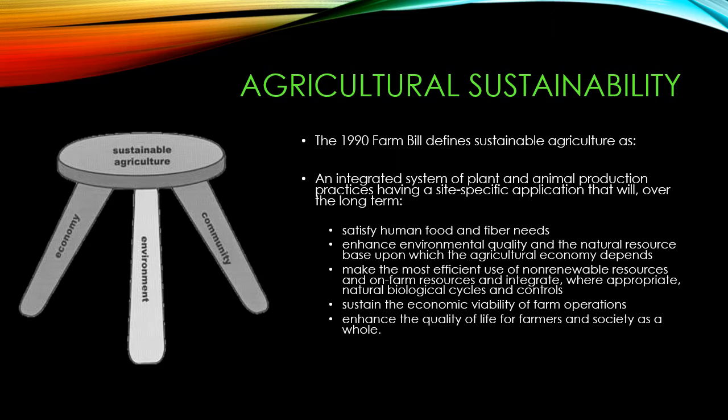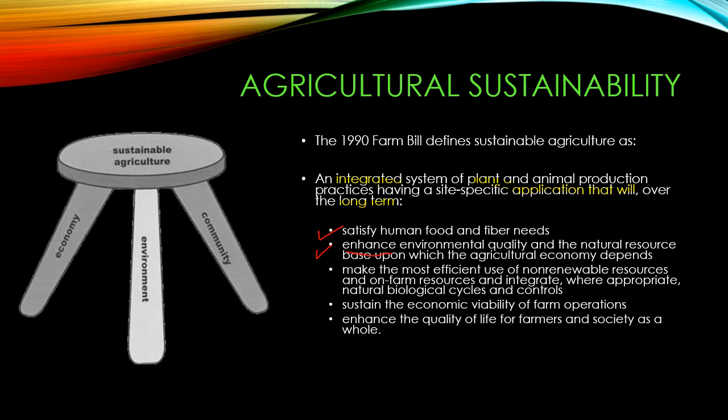Now, a clearer definition on how this integrates as a practice comes from a bill in the United States to define sustainable agriculture as an integrated system. It has to be integrated, so it is an integrated system of plant and animal production practices having a site-specific application that will do what? Over the long term. Sustainability is not about the short term, it is about the long term. These long term factors or goals include satisfying human food and fiber needs. So satisfying human needs from agricultural products, enhancing environmental quality, and the natural resource base upon which the agricultural economy depends.